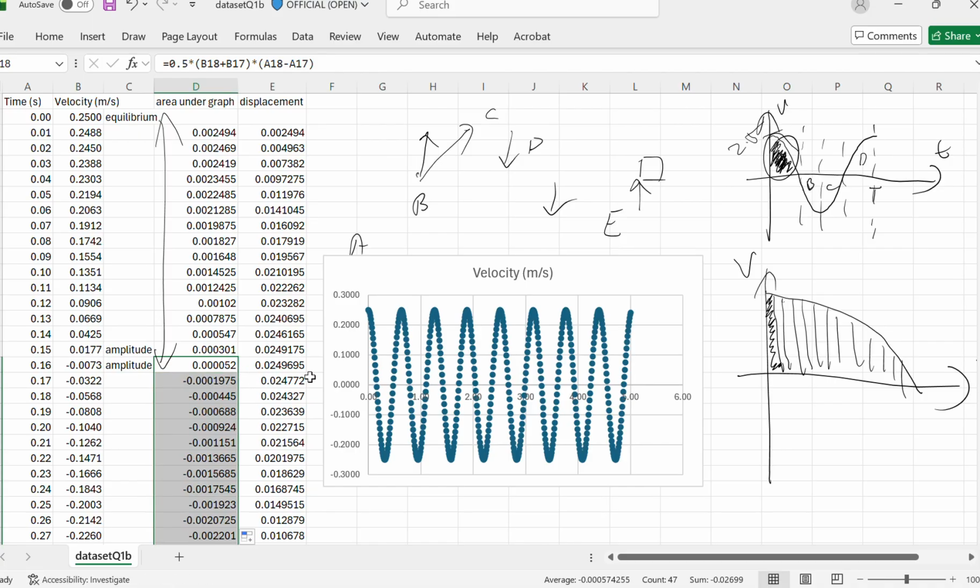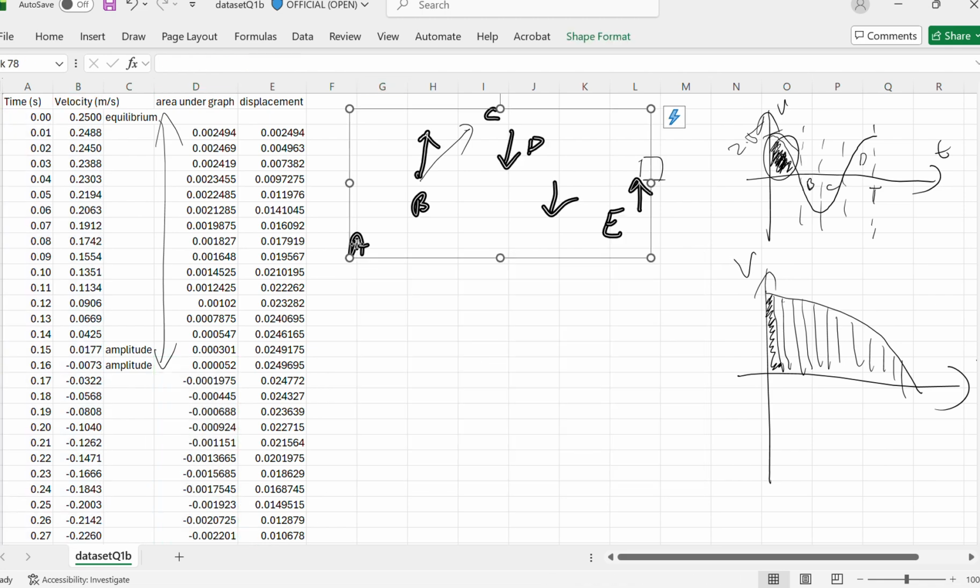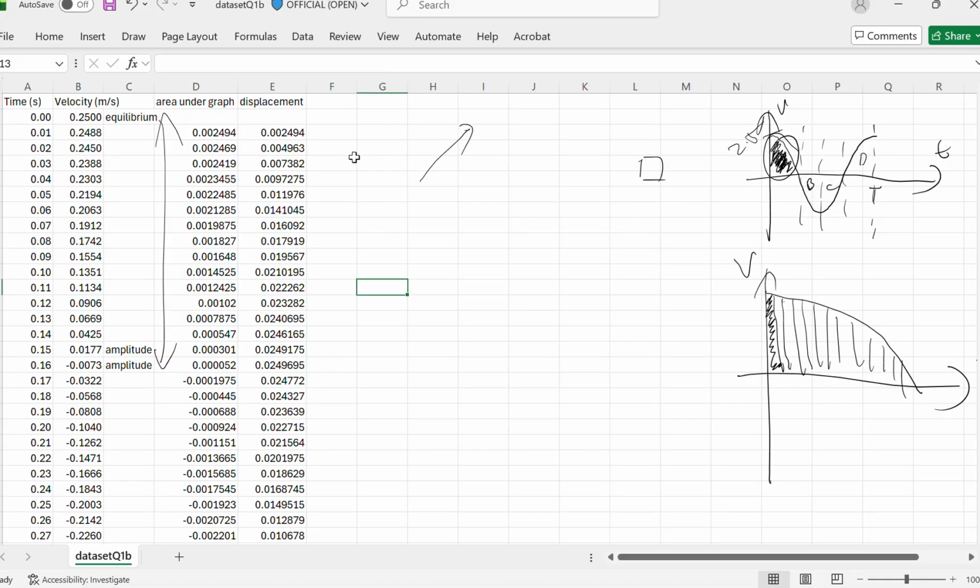Then for the data outcome, I'm going to delete this velocity time graph, because it's taking up space. All right, I'm going to delete all this as well. So my amplitude is roughly given between here or here. The range we accept is 0.0249 to 0.025, which I think is quite fair. So it's between these two values, and you can take either one, all right?